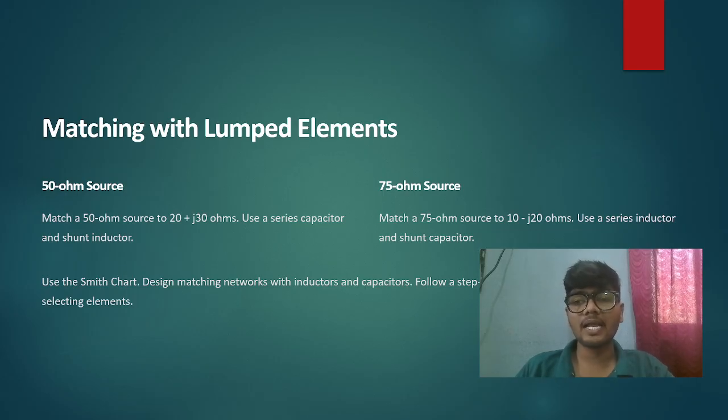Matching with lumped elements. There are two types of ohm sources: 50 ohm source and 75 ohm source. First we can discuss the 50 ohm source. Match a 50 ohm source to 20 plus j30 ohms. Use a series capacitor and shunt inductor. In the 75 ohm source, match a 75 ohm source to 10 minus j20 ohms. Use a series inductor and shunt capacitor.